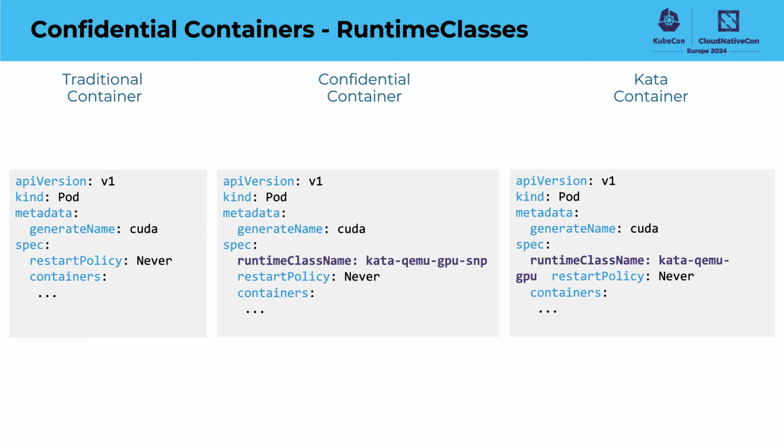So that's what I meant with the lift and shift strategy that we pushed from the beginning: take your traditional container, just add the runtime class name, and you're running it in a confidential container, or change it to another runtime class name, and you're running it in a Kata container.